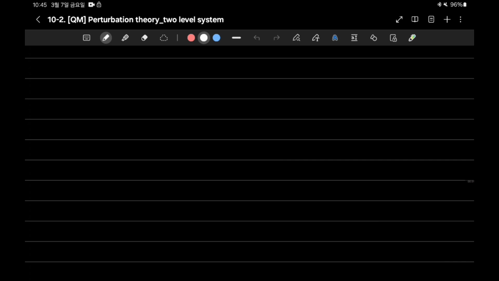In the previous lecture, we studied the example of the spin one half system. In a spin one half system, there are two states, spin up and spin down, so it can be regarded as a two-level system. Now we generalize to the two-level system.